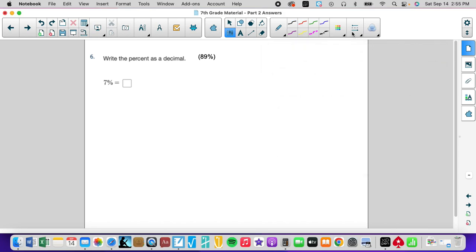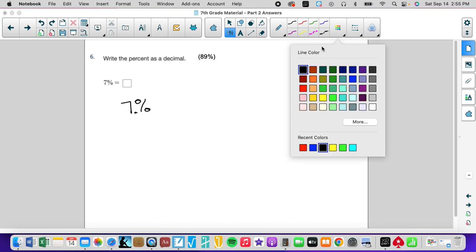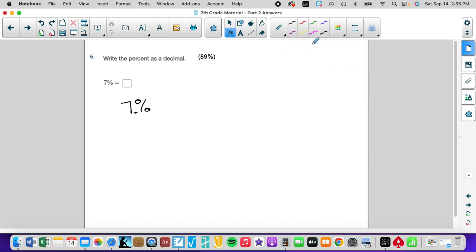Let's look at number 6, 89%. Love it. Write a percent as a decimal. So 7%. The decimal is here. Whenever we convert from percent to decimal, I'm going to take that decimal point and I'm going to move it 1, 2 spaces. So I'm going to get 0.07 as a decimal.